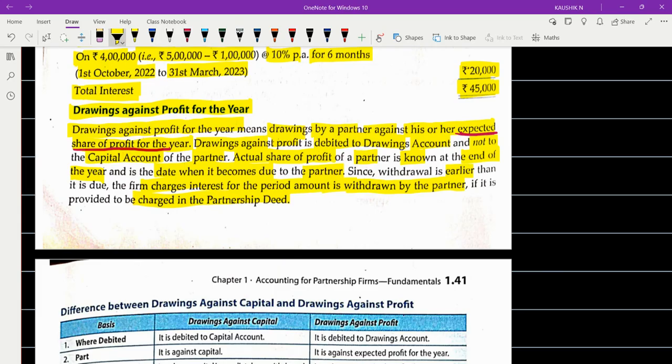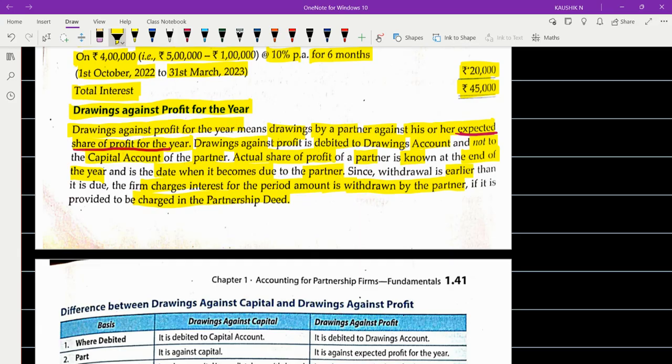When you withdraw any amount in the form of drawings from the expected share of profit of a partner, we declare them as drawings against profit. And even this drawings against profit is debited to an account called the drawings account and not to the capital account of the partner. Okay, it is debited to which account? Drawings account and not the capital account of partners.